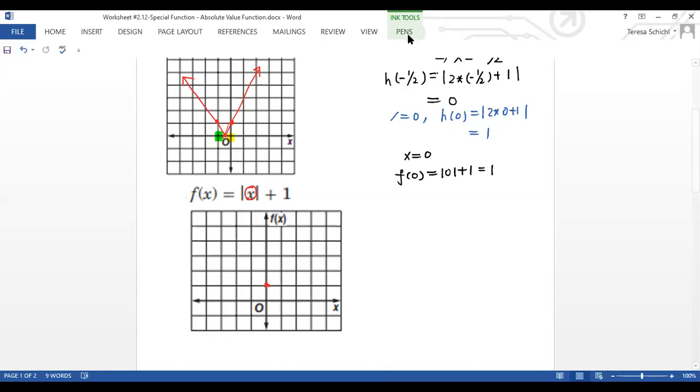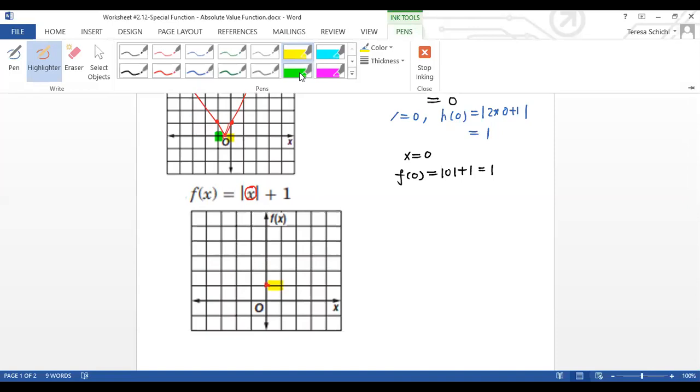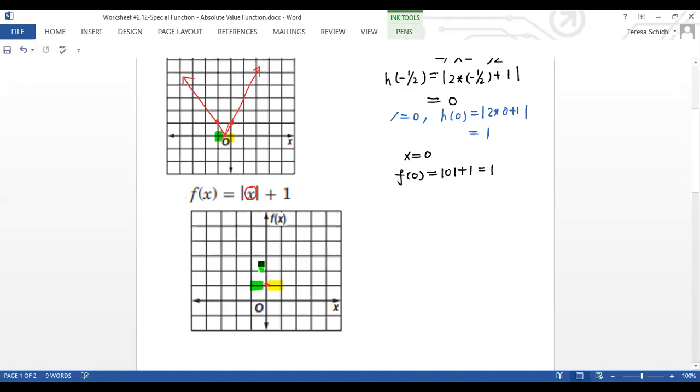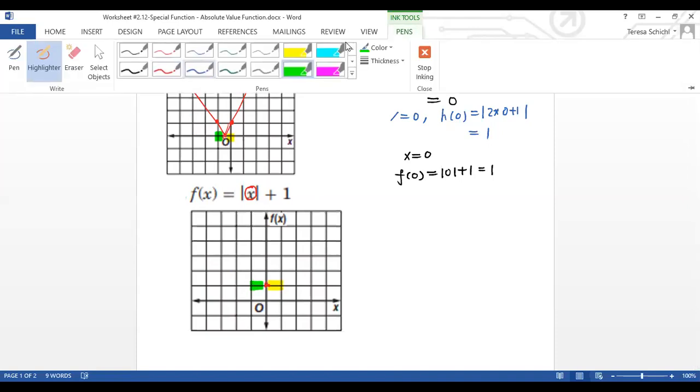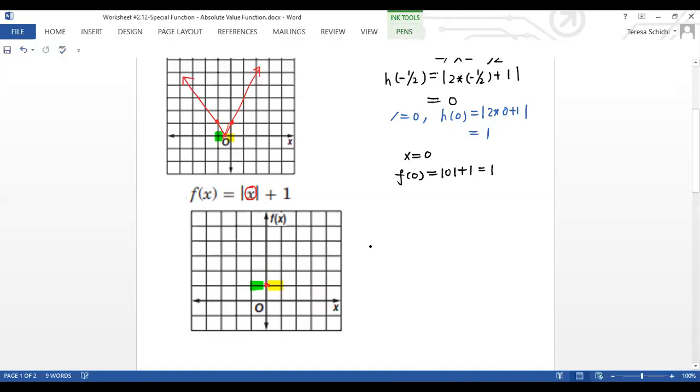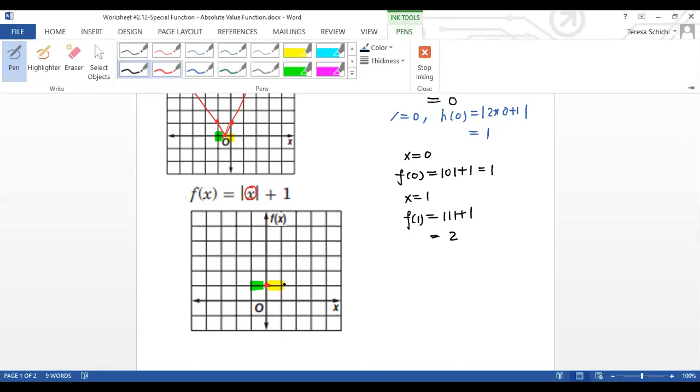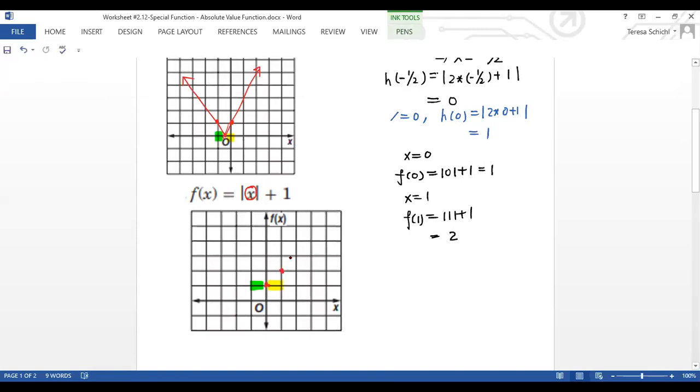Okay, now just like we did before, you can go 1 unit to the right and 1 unit to the left and find the symmetrical point. So 1 unit to the right, it's x equal to 1, right? Then you plug in f of 1, so this will be the absolute value of 1 plus 1. So the absolute value of 1 is 1, right? So it's 2. So x equal to 1, it's 2. So here will be my next point.